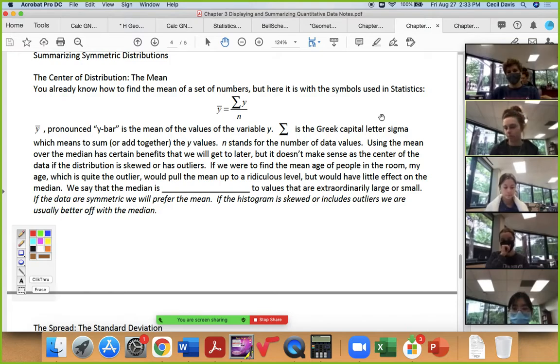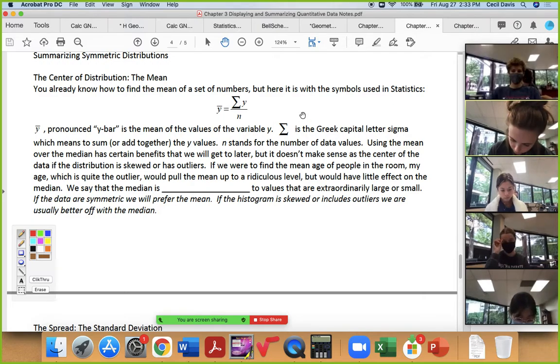So, and n stands for the number of data values. N is always going to be the number of something. In this case, always the number of data values. So if you had 3 tests, you would add those 3 test grades together, divide by 3. That would give you the average on those 3 tests.